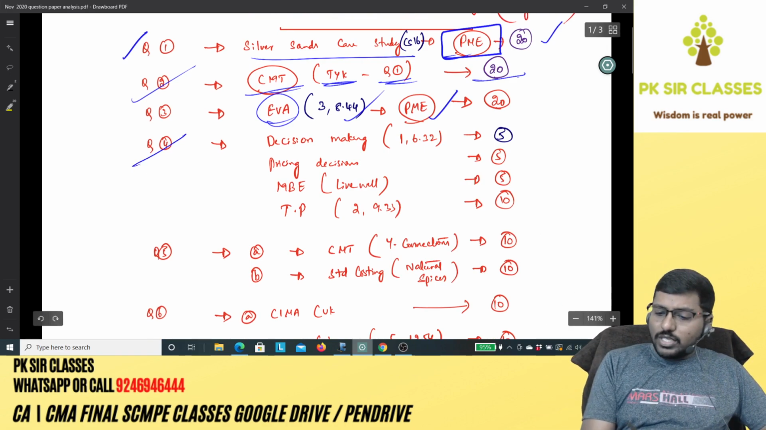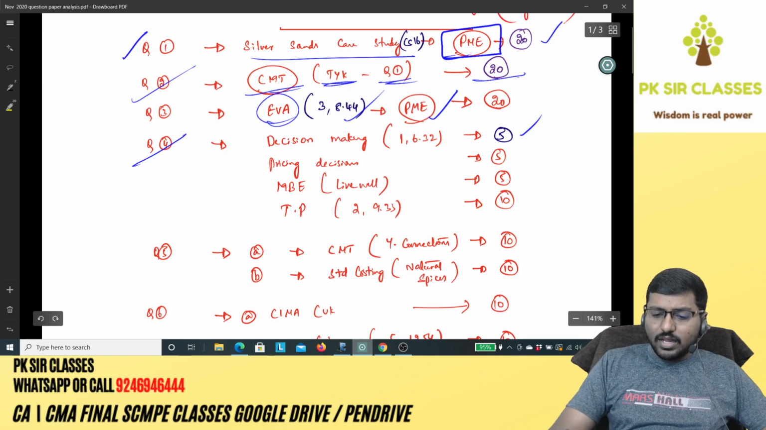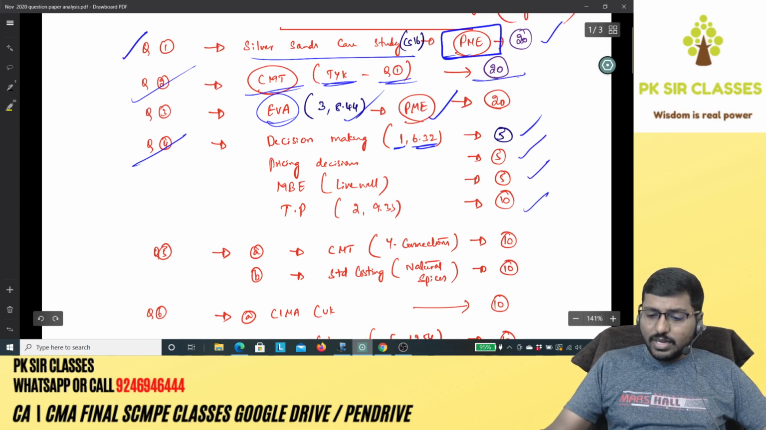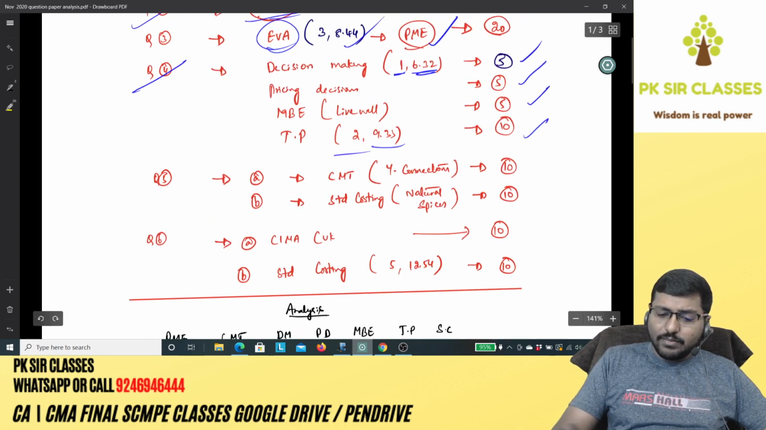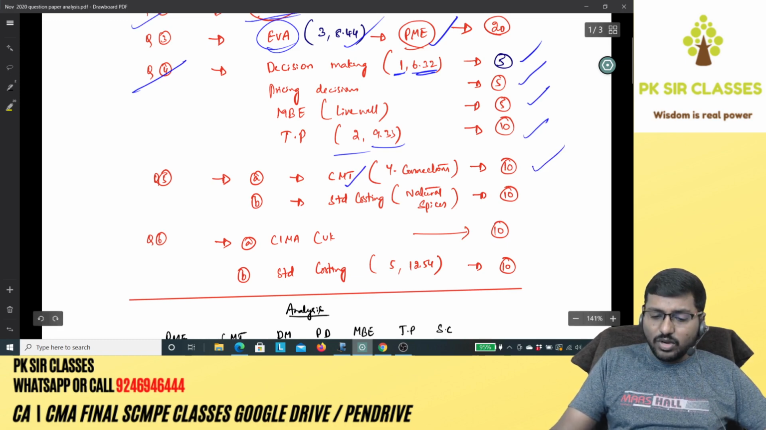As you can see, question number 4 is decision making. Here you can see the page number and the question number. Then you have pricing decisions, modern business environment, from TP again, some 10 marks. Coming to question 5, you got it again from CMT, a Y connections question, similar to that, same model. And standard costing, of course, 10 marks.